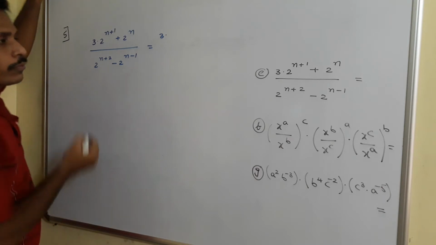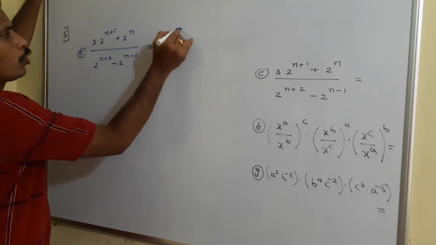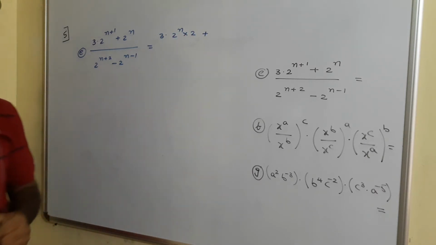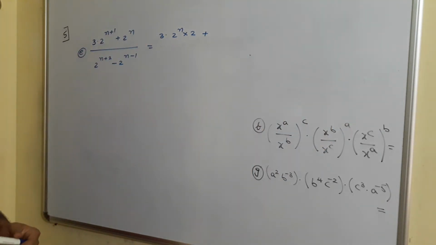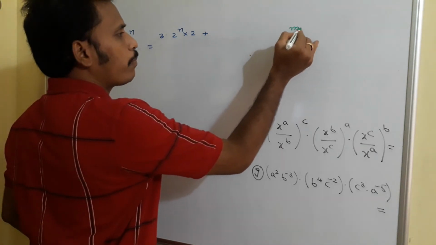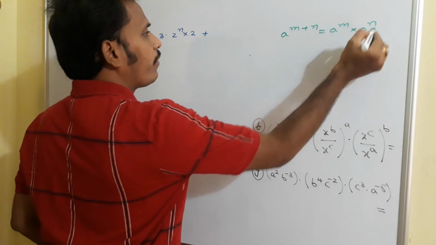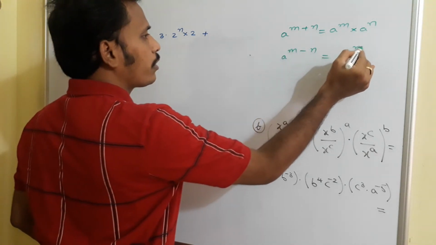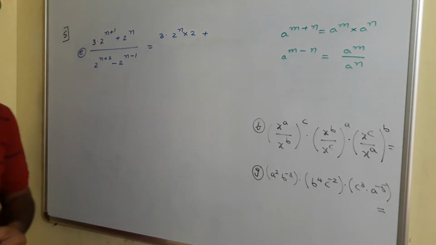3 into 2 power n plus 1 can be written as 2 power n into 2. Is it right? We have a power m plus n as a power m into a power n. We have these laws. A power m plus n is equal to a power m into a power n. And the next thing, a power m minus n is equal to a power m divided by a power n. I will use these two to simplify this.